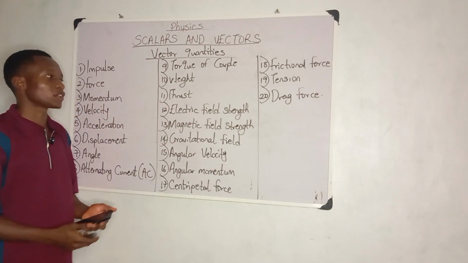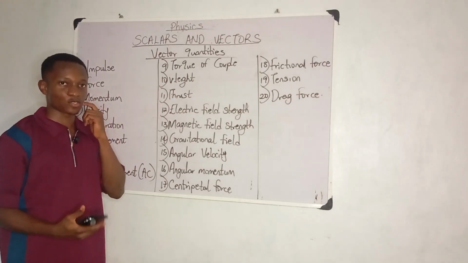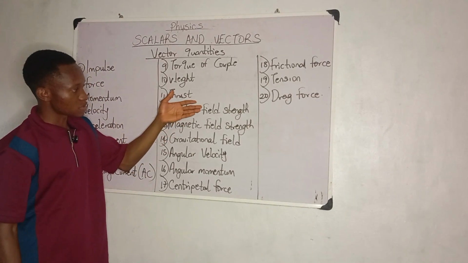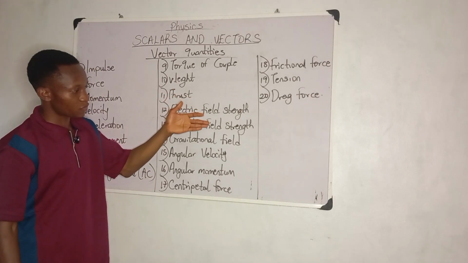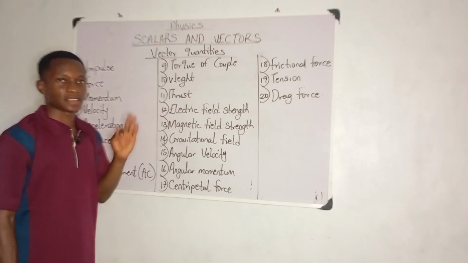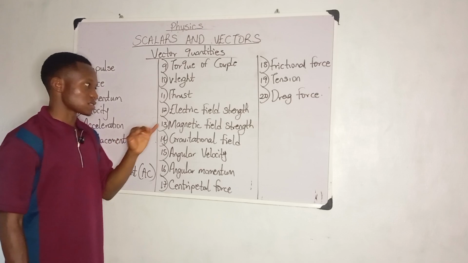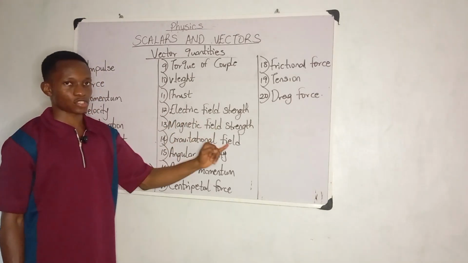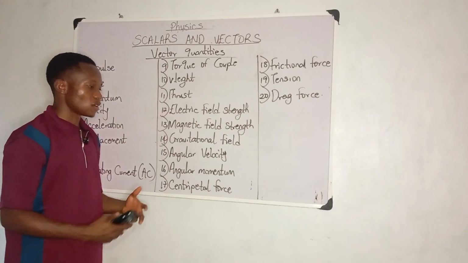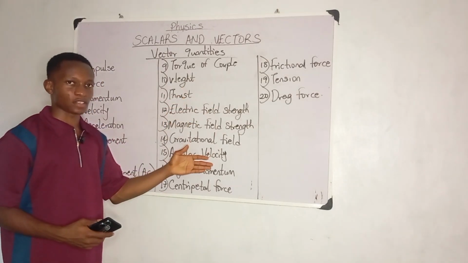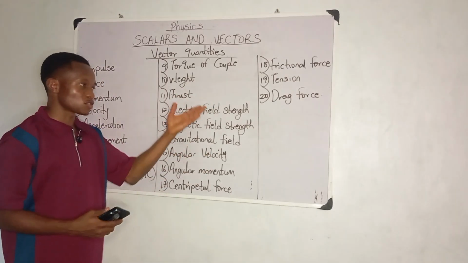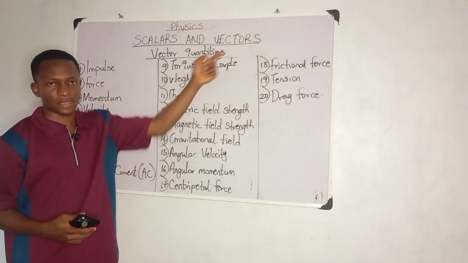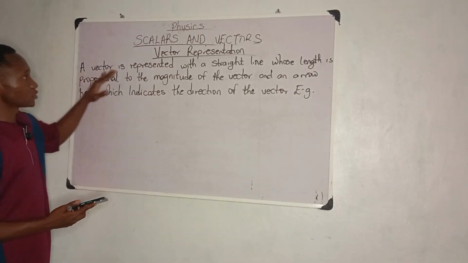Now I want to tell you something. When it comes to vector quantities, just take note of this also as a small idea of quantities. Now here we have field, field, and field. These are the 3 major fields we have in physics. We have the electric field, the magnetic field, and the gravitational field. So please take note: anytime you are given field in options, just know that it's meant to actually be a vector quantity. Is that clear?